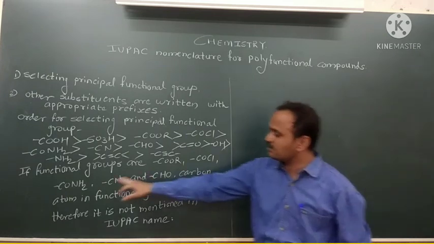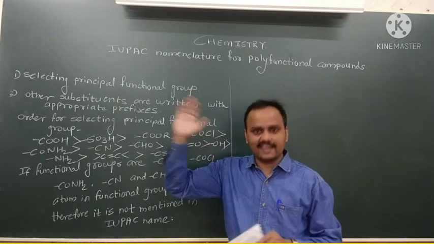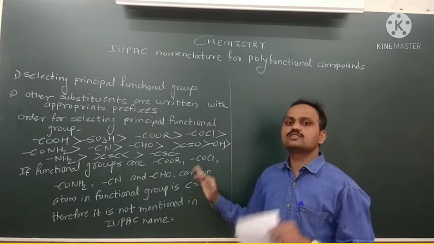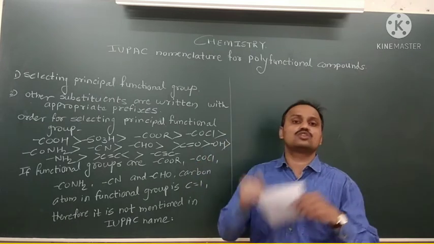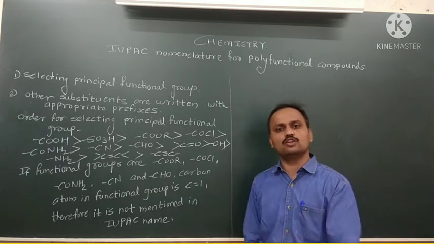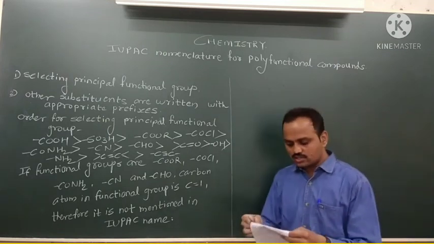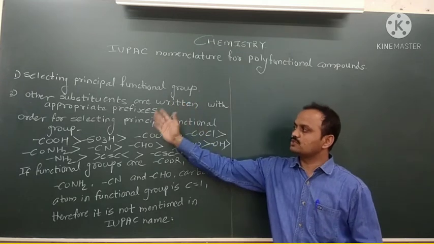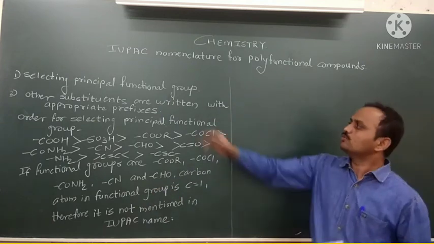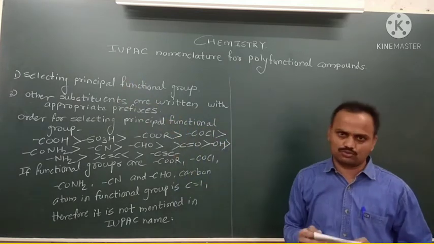These carbon atoms are considered as 1 because these groups attach at the terminal, one end of the compound. Therefore, this carbon number 1 is not mentioned in the IUPAC name, and it is not necessary to mention it. So there are rules: principal functional group with appropriate suffix, and substituent with appropriate prefix.